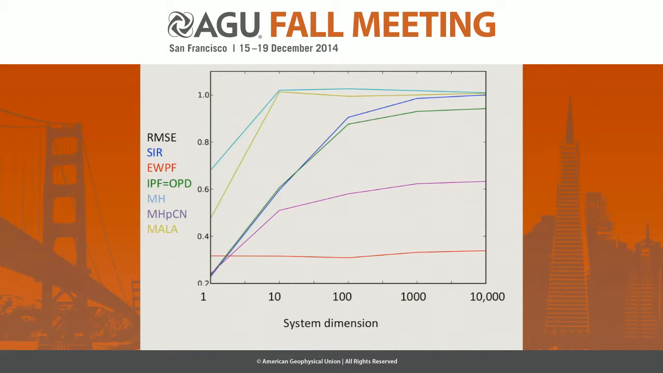And 1, the root mean square error is 1, is sort of the limiting value, because that's more or less what the prior would give you.